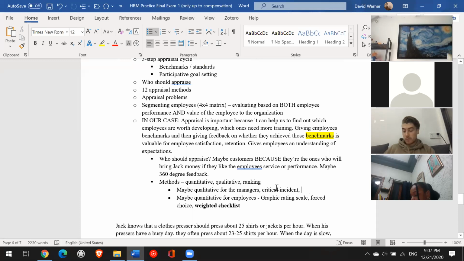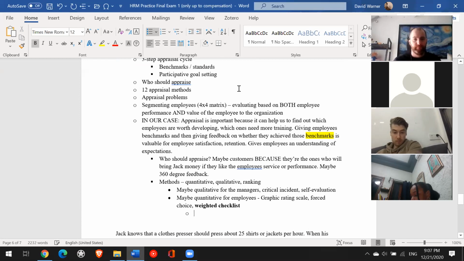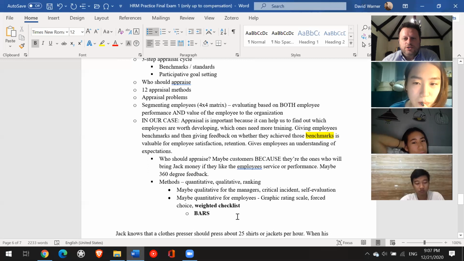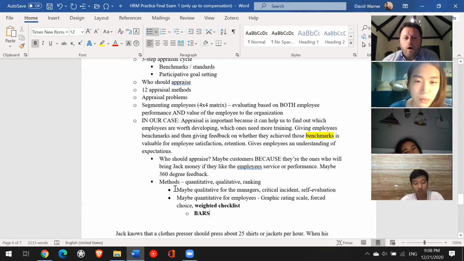For a critical incident, or I probably wouldn't use essays. I might use some sort of self-evaluation for the managers. You guys know, I said before, probably my favorite method is, anybody remember what my favorite method is? BARS? Hey, BARS is my favorite method. I think the BARS method is very good. So that's probably what I would recommend for the employees. But I need some reasons. You have to tell me why you would recommend it.